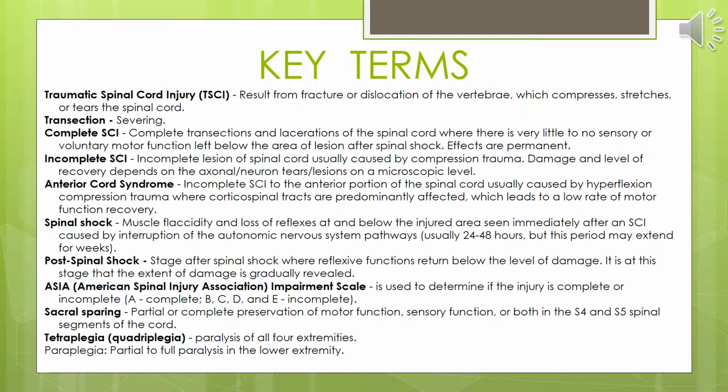Here are our key terms. Traumatic spinal cord injury: result from fracture or dislocation of the vertebrae which compresses, stretches, or tears the spinal cord. Transection: severing. Complete spinal cord injury: complete transections and lacerations of the spinal cord where there is very little to no sensory or voluntary motor function left below the area of lesion after spinal shock. Effects are permanent.